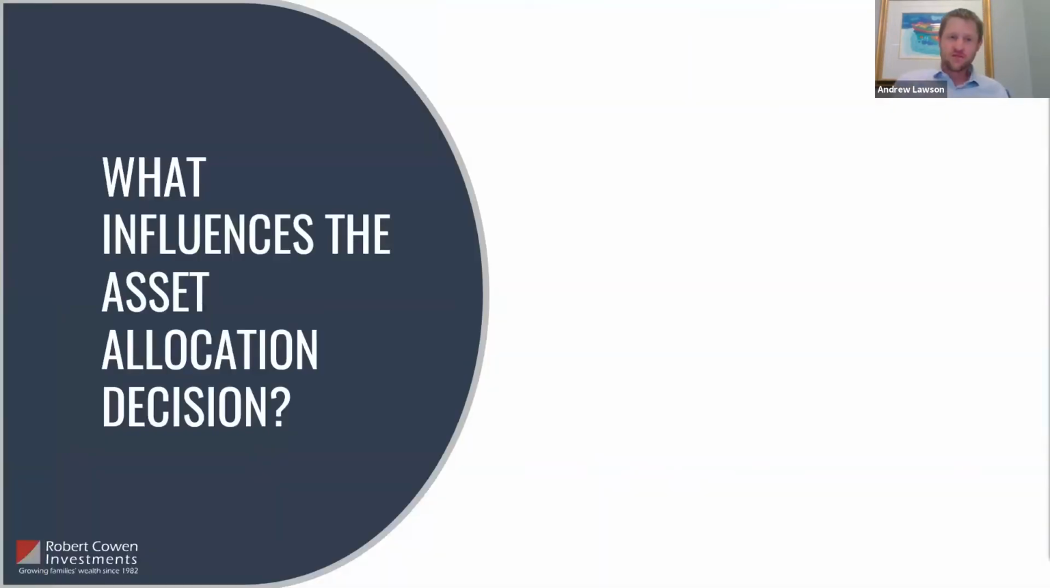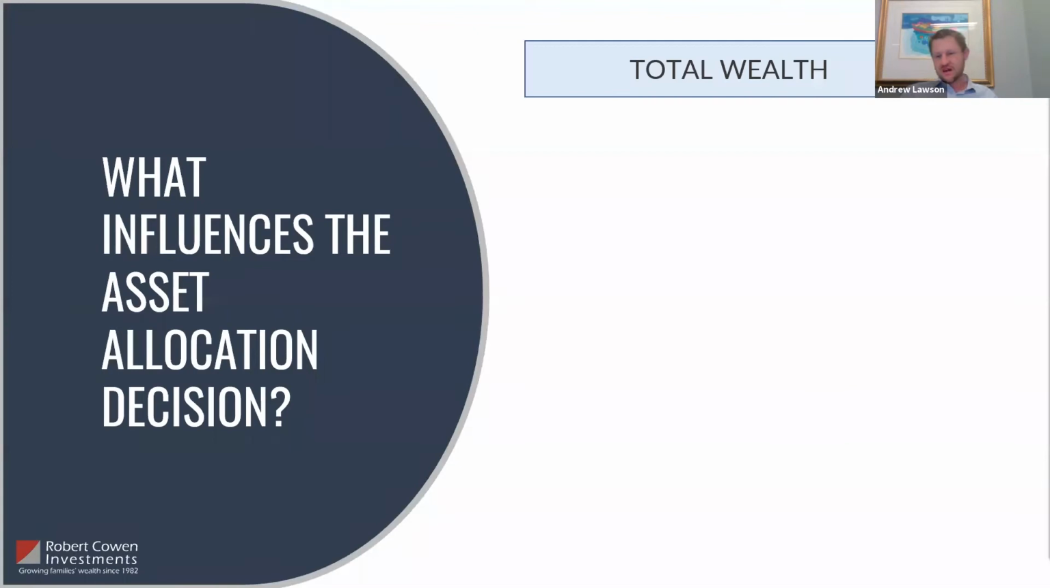So what influences the asset allocation decision? Holistically, we look at a number of components. The first one being your total wealth. The more wealth one has relative to your requirements as an investor, the more risk one is able to take.